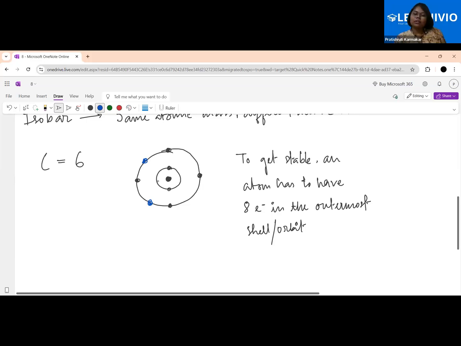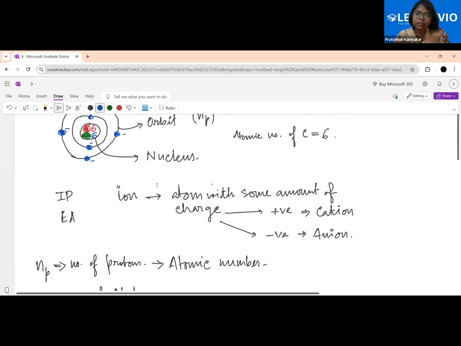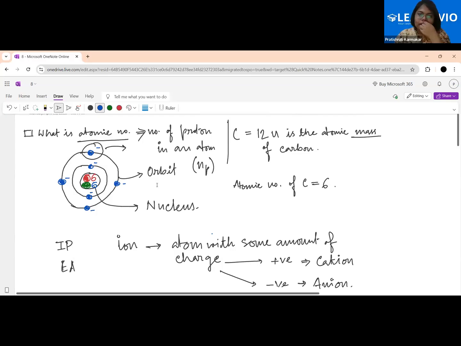Okay. So what we have done, can you have a look at what we have done already and tell me if you have any doubt? Do you know what atomic number and atomic mass are, these things? Yes, ma'am. Okay. Just give me 1 second. Okay. Sure.